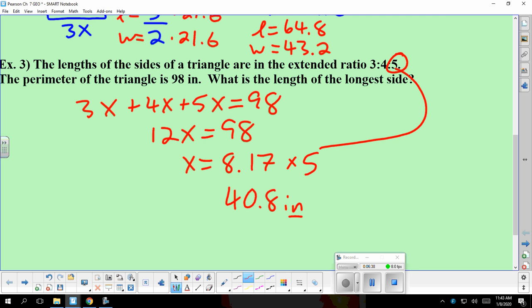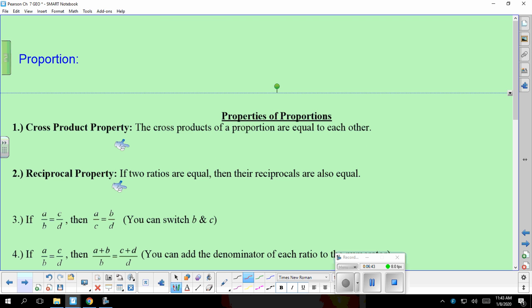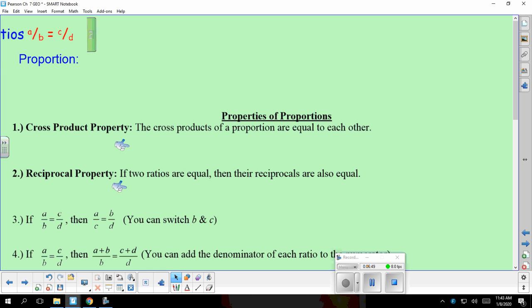So the other big idea for this first section is the idea of a proportion. A proportion is quite simple. If we have two ratios and we put an equal sign between them, now we have a proportion. So an equation of two ratios.